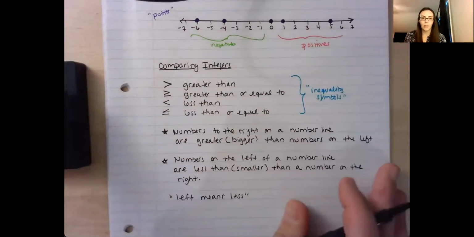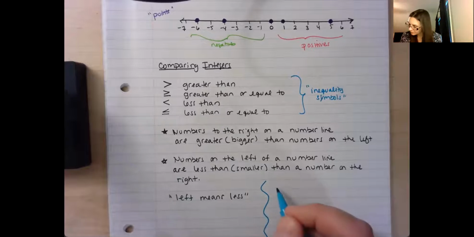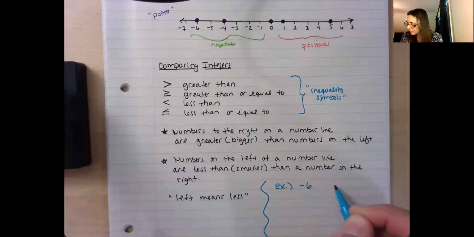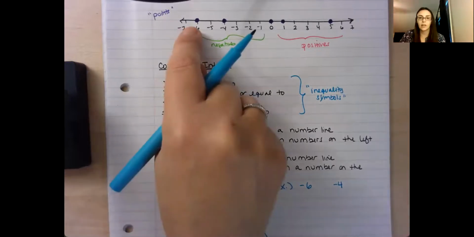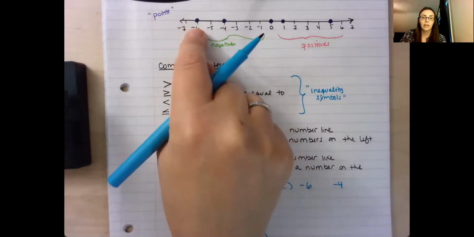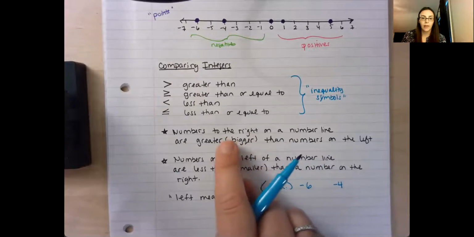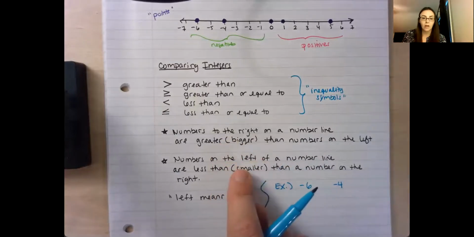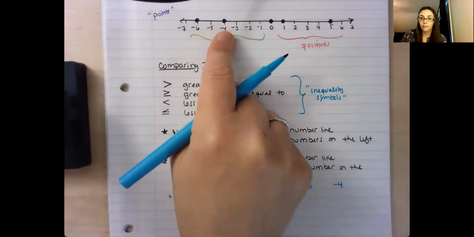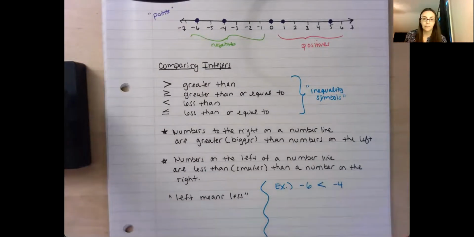So we can use our number line up top here and just do a few examples. So let's say I wanted to compare -6 and -4. So those are 2 points that I already have. If I look at -6 and -4, I see -6 is on the left and -4 is on the right. So what happens is that numbers to the right are bigger and numbers on the left are smaller. So -6 is smaller than -4. So -6 is less than -4.